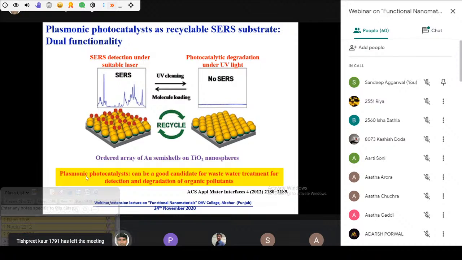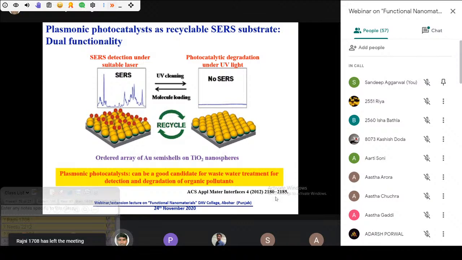So the plasmonic photocatalyst. Now we have the plasmonic effect in metal nanoparticles and a photocatalyst like TiO2 or any other semiconductor. So these are combinedly called plasmonic photocatalyst. So this could be a good candidate for wastewater treatment, for the detection of harmful organic materials or their degradation. So this is one of the best applications we can say for the real societal application, how we can use these materials.